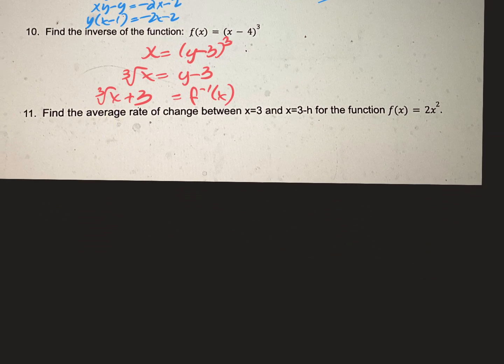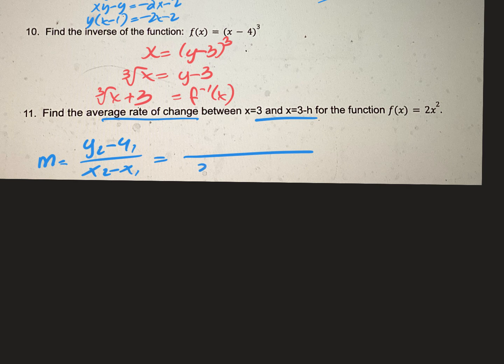Number 11, find the average rate of change. Remember, rate of change, fancy words for slope. So there's my x, where's my x's? There's my x's. So I'm really doing this right here. I'm going to do y2 minus y1 over x2 minus x1. So my x's go in my denominator. I'm going 3 minus h, that's x2 minus 3. That's my denominator.